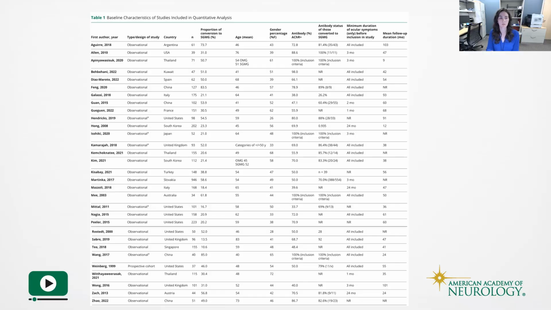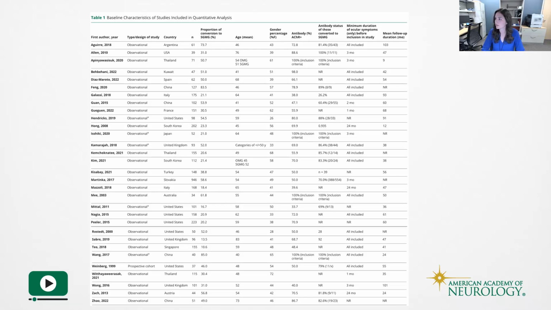The main clinical question here was, what is the proportion of patients with ocular myasthenia who go on to convert to secondary generalized myasthenia? And then of those patients, are there certain risk factors for conversion to secondary generalized myasthenia gravis that could be identified? So this graph is really looking at that first question, the proportion of patients with ocular myasthenia who convert to secondary generalized myasthenia. And here they have all 31 studies listed on top of each other with the overall proportion of patients that convert to secondary generalized myasthenia.